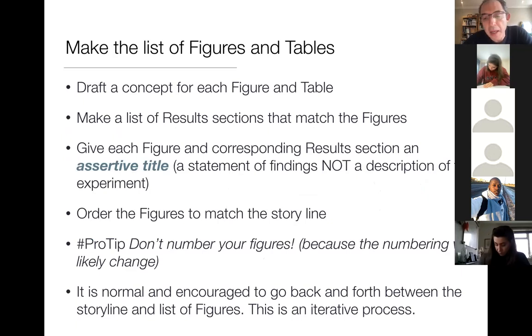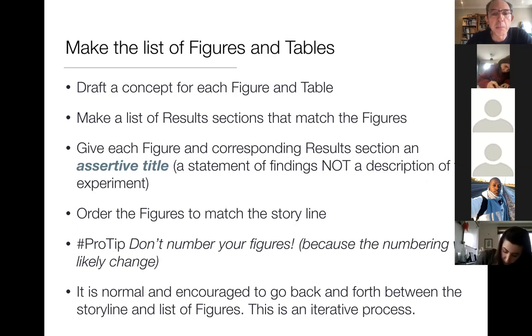Okay, so when you do the outline and the storyline, usually along that process, at that point you already have some data and have generated a bunch of interesting, promising data. So while you work on that storyline, this is also the time where you start making a list of figures and tables. Okay, so you already have some data sets, some data displays you generated because you've done experiments that are promising. So start drafting a concept for the figures and the tables. Make a list of these figures and tables and start thinking about a list of results sections.